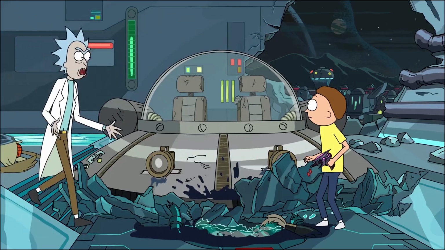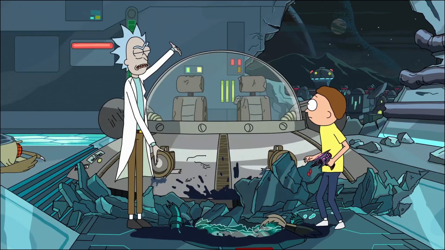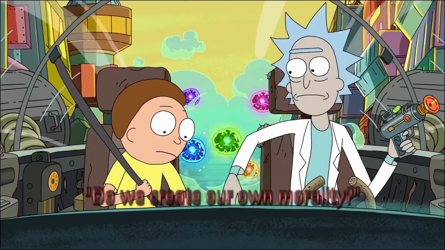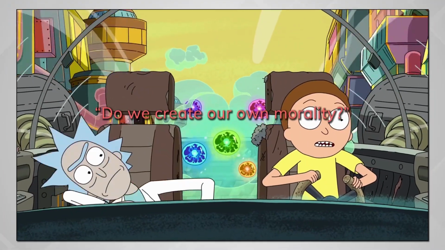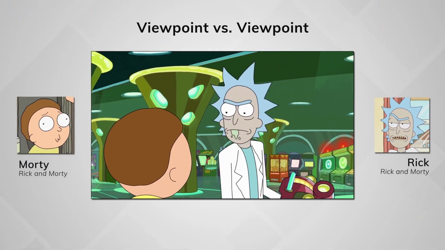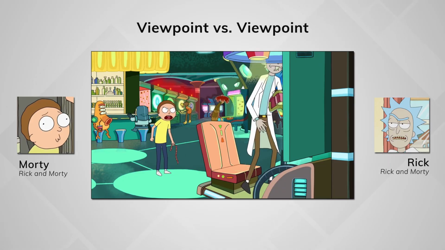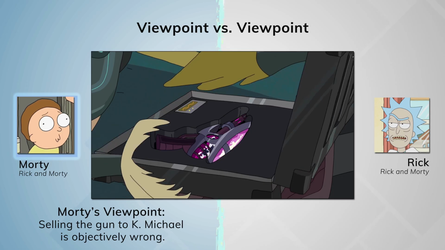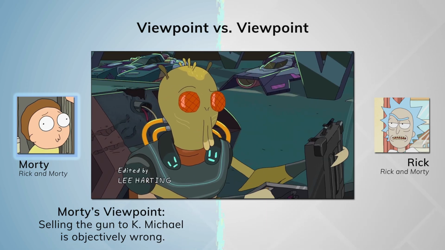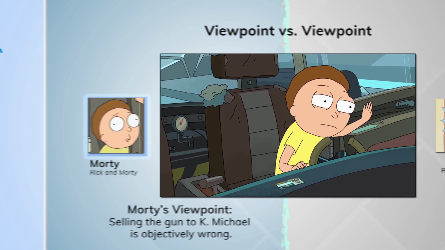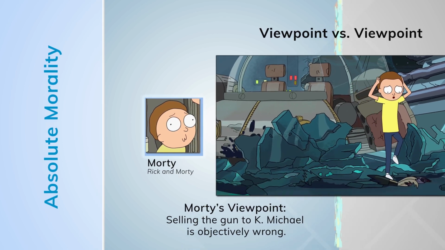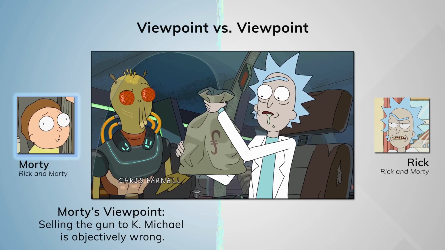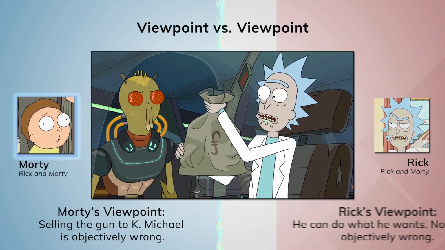So this story has a very clear philosophical conflict. It is clearly asking questions like, is there an absolute standard of morality? Or do we create our own morality? And these questions are expressed through the clear viewpoints of the characters. Morty holds a belief that is important for the philosophical conflict. He believes that Rick selling a weapon to an assassin is objectively wrong. This belief stems from his larger belief that there is an absolute morality of some sort, and that right and wrong matters. Rick holds an opposing belief that is important for the philosophical conflict.